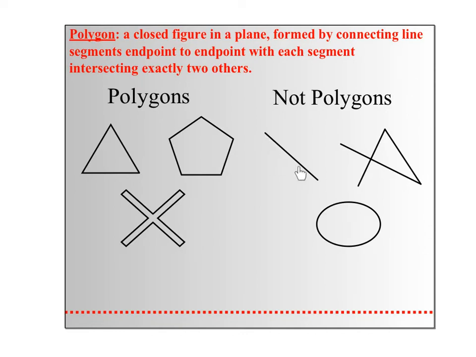This line right here, a line segment, does not enclose a space, therefore it's not a polygon. This shape here encloses a space right here, but then has this open, non-enclosed space over here. That's why it is not a polygon. And of course, this oval is not formed by line segments. So let's look at a few more attributes and characteristics of polygons.